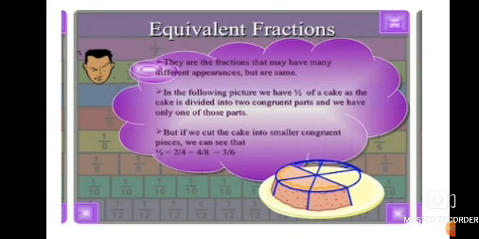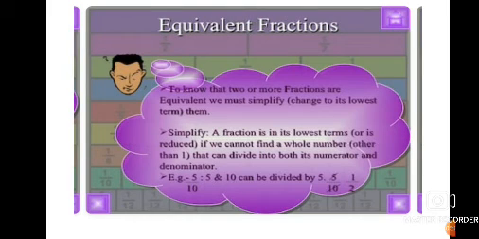Now, equivalent fractions. They are the fractions that may have many different appearances, but they're the same. In the following picture, we have 1 over 2 of the cake, as the cake is divided into two congruent parts, and we have only one of those parts. But if we cut the cake into smaller congruent pieces, we can see that there is 2 over 4, we've got 4 over 8, and 3 over 6. But all of them are equivalent.